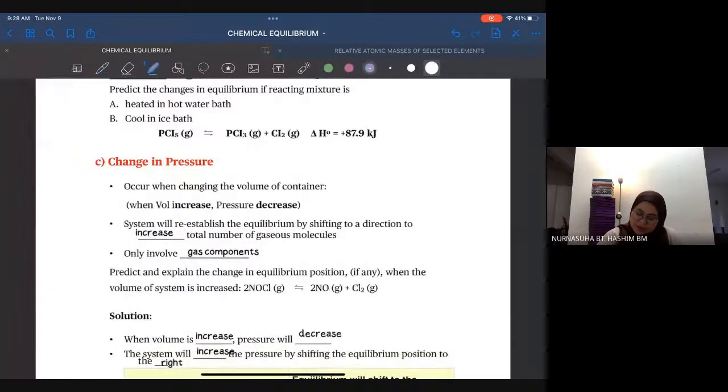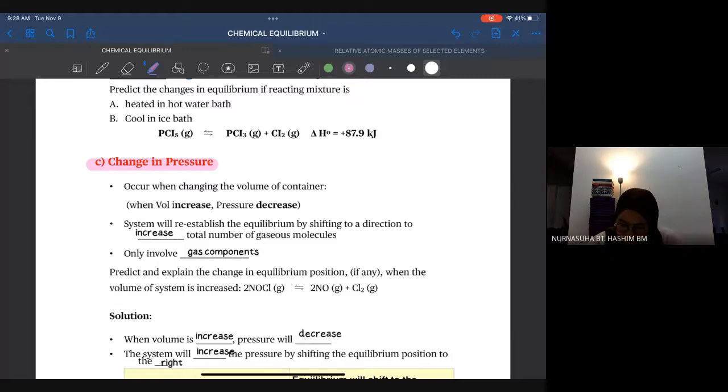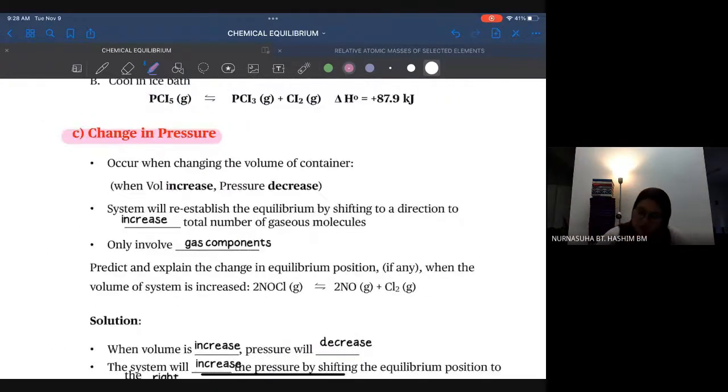Okay, next kita tengok change in pressure. Kita dah tengok what happen when we change concentration, what happen when we change temperature. Next, what happen if we change the pressure? Kalau kita tukar pressure, ni bertukar bila kita tukar volume of the container. Ingat, pressure dengan volume ni sangat berkait rapat.